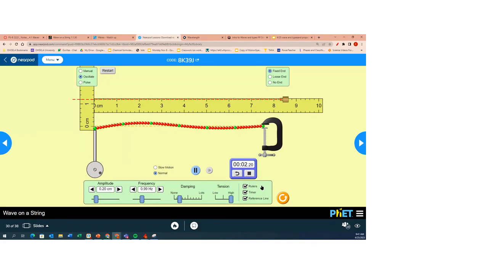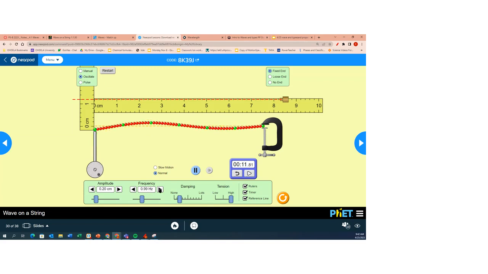1, 2, 3, 4, 5, 6, 7, 8, 9, 10. Pretty close. So I used 10 seconds and I counted 10. So that would tell me that the frequency is 0.99 or one wave passing every second. One wave passing every second.